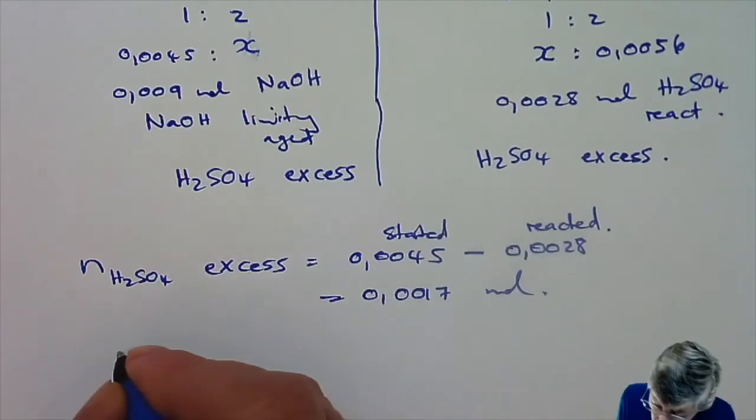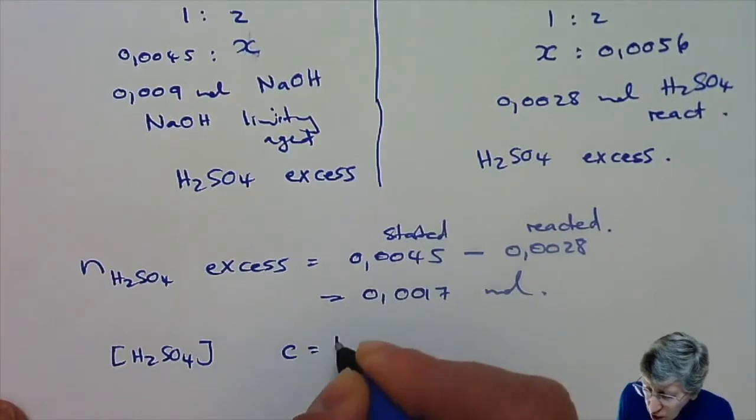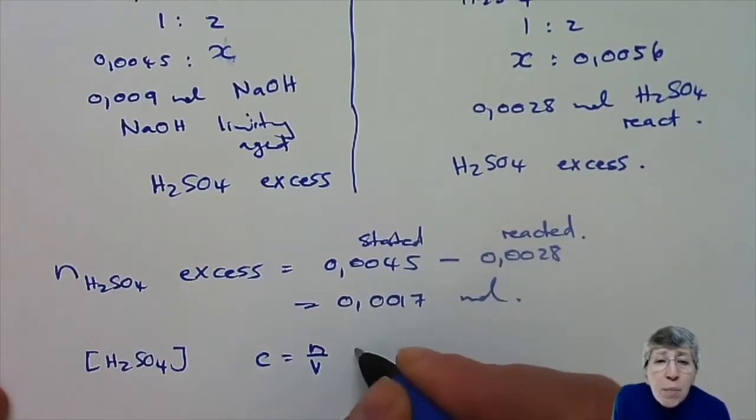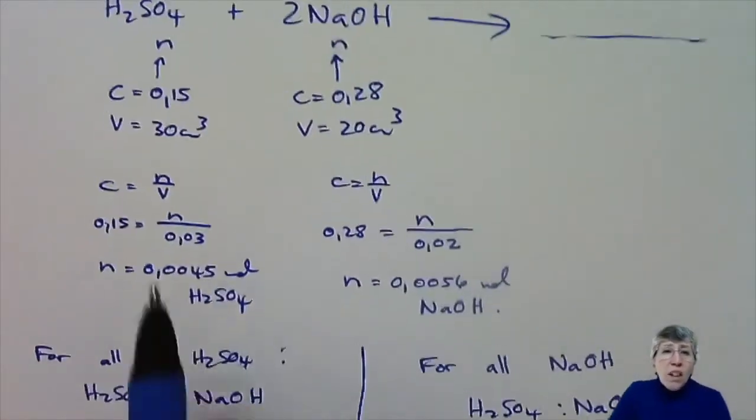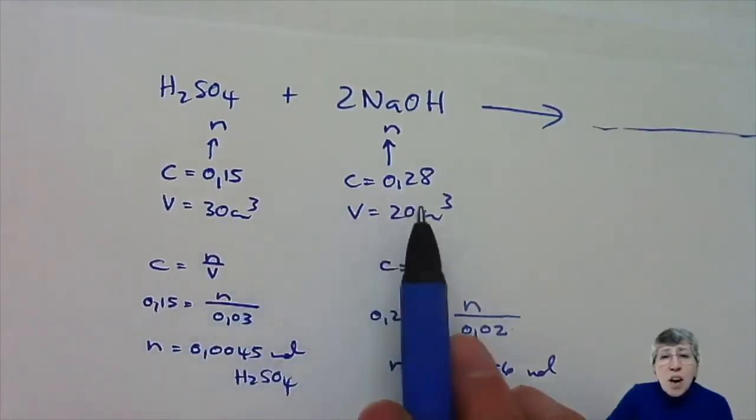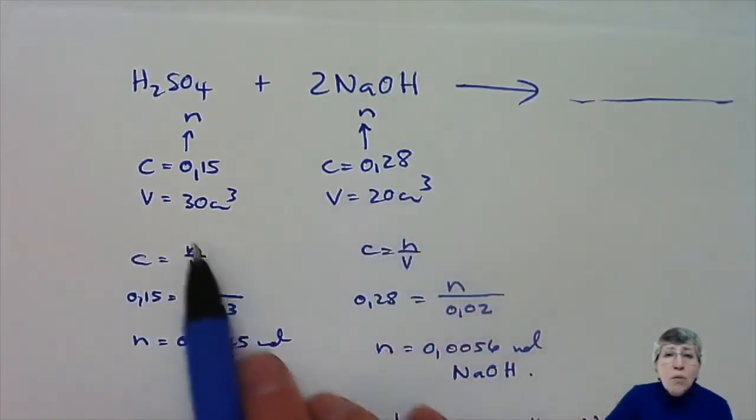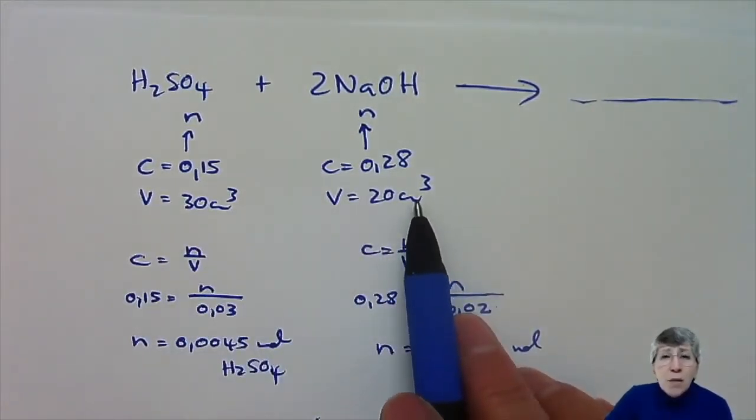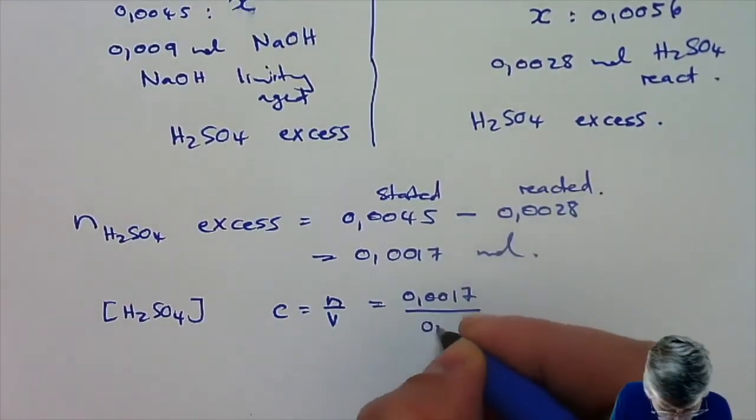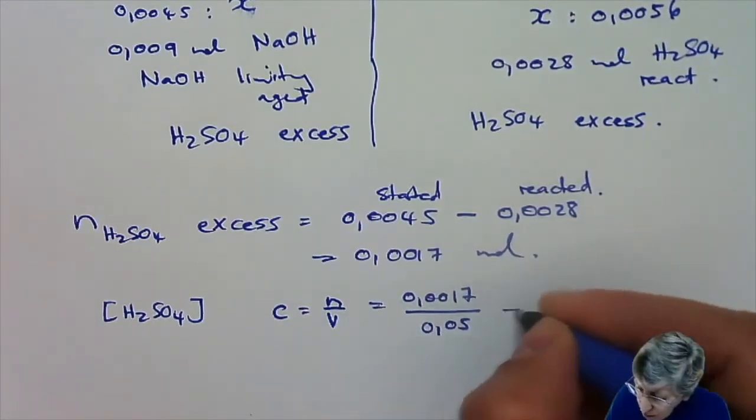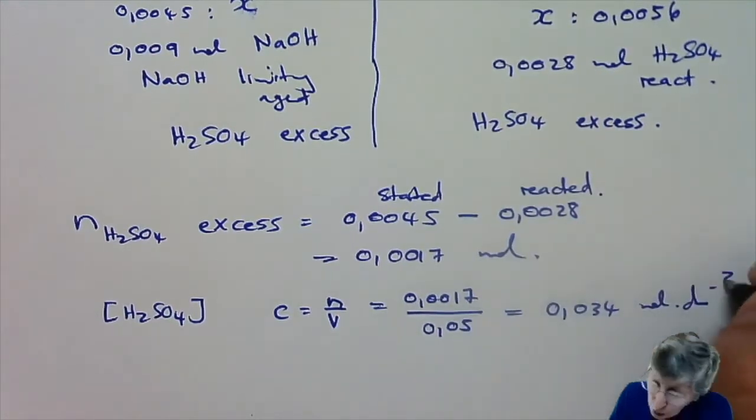Right. But to get to pH, I obviously need concentration, right? So let's get the concentration of the H2SO4. Concentration is moles per volume, right? How many moles? 0,0017. What volume? Well, I added 30 cube centimeters of that and 20 cube centimeters of that. So all together in that container, at the final point after the mixing, we've got 50 cube centimeters. So that will be 0,05, and that means I end up with 0,034 moles per cube decimeter.